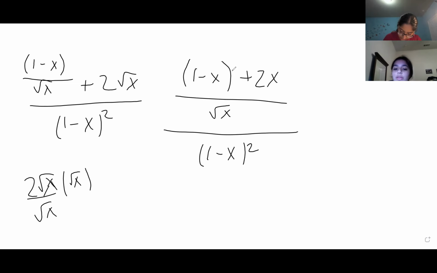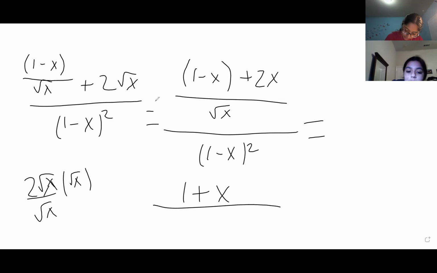Yeah, and then once you do this, you can get 1 minus x. Oh wait, no. Hold on. Once you do this, you can just simplify as 1 plus x over root x times 1 minus x squared. And that is the answer, I think. Yeah, that's the answer. Does that make sense? Yeah, that makes sense. Thank you. Okay, cool.